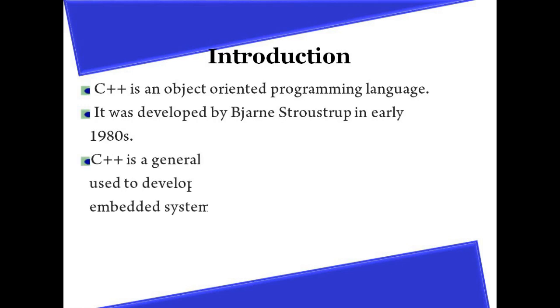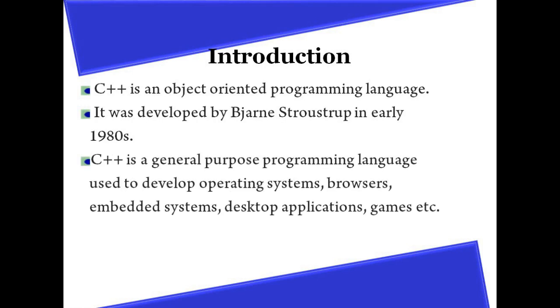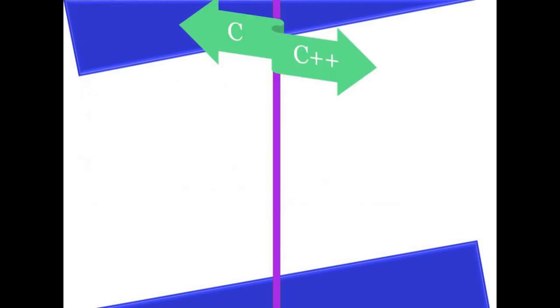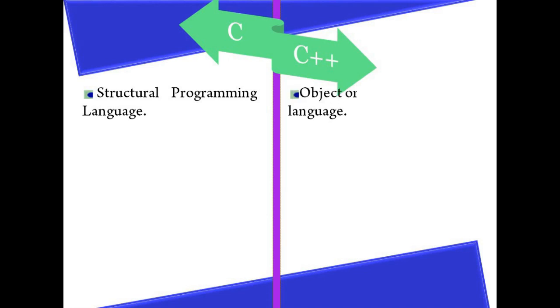C++ was developed by Bjarne Stroustrup in the early 1980s. It is a general-purpose programming language which can be used to develop operating systems, browsers, embedded systems, desktop applications, games, etc. Next, let's see some important differences between C and C++.